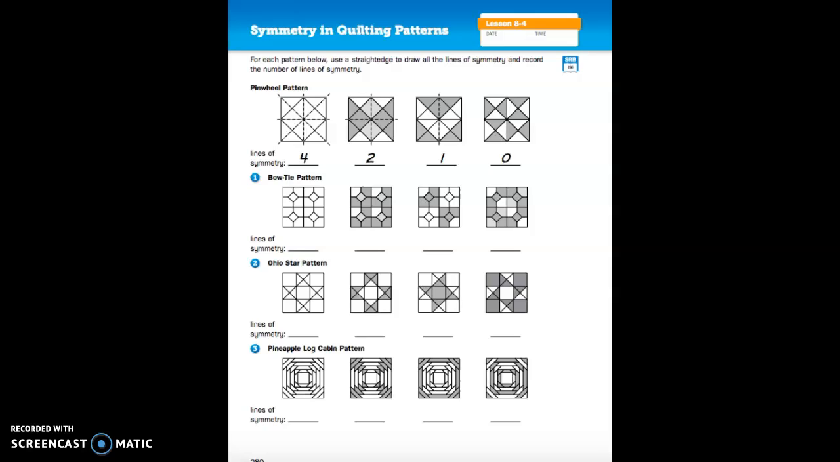In order for an image to be symmetrical, it has to have at least one line of symmetry. When we fold an image in half and both sides match exactly, that's a line of symmetry.